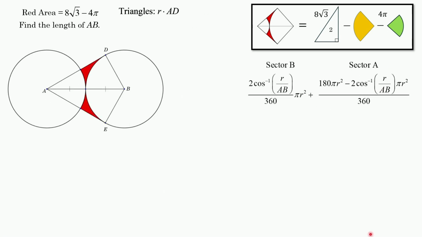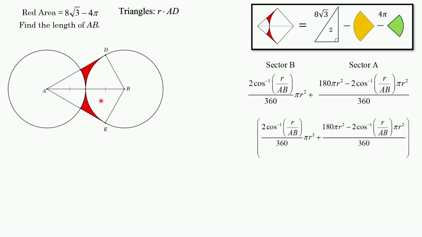So I've got sector of A, I've got sector of B. Let's go ahead and shrink our diagram away a little bit because we're going to need some room to do some computation here. All right, let's add these together. If you just add them together, it's just like that. No big deal. Let's go ahead and simplify this one right here. We're going to go ahead and multiply by pi r squared.